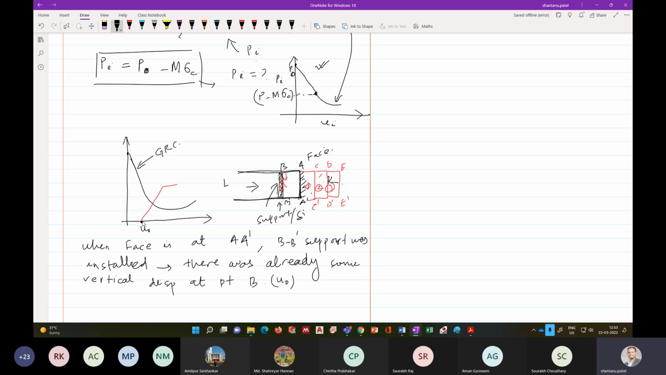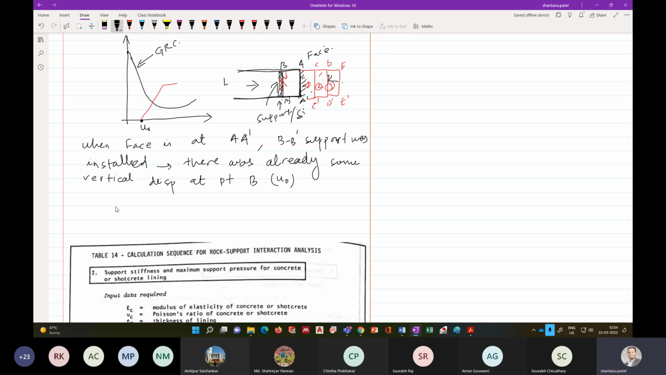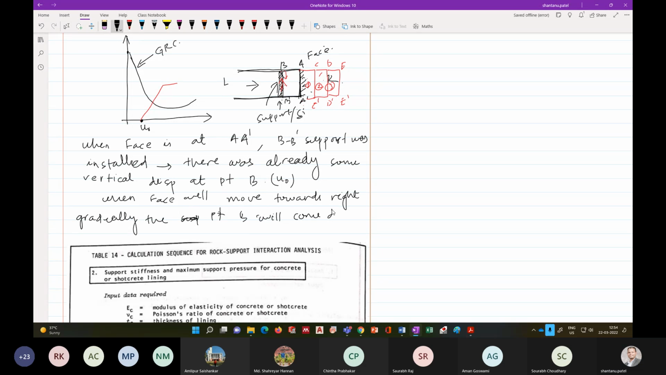Okay, so you start with this point here, and then when the face moves towards the right, gradually the point B will come down and support pressure will be given by the support.